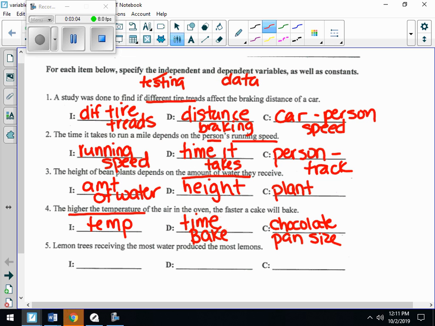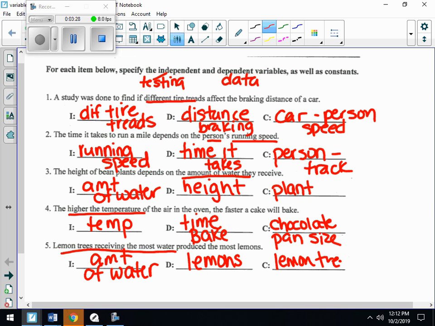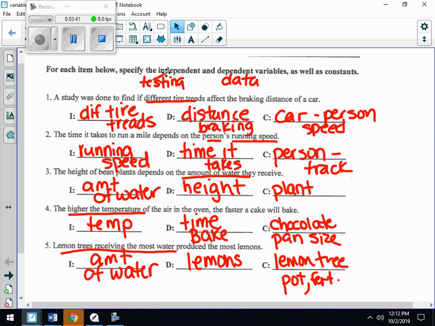Lemon trees receiving the most water produce the most lemons. What are we changing? The amount of water. What data are we going to collect? What are we going to observe? So your data is what you're observing at the end. That is going to be the number of lemons. The constants. Well, we're using lemons. We're not using an apple tree. So it's a lemon tree. The container that we hold it in, is it going to be in soil? So the pot that we hold it in, maybe the fertilizer we use, the amount of sun that it gets, etc., etc. All right. Do you need more practice?